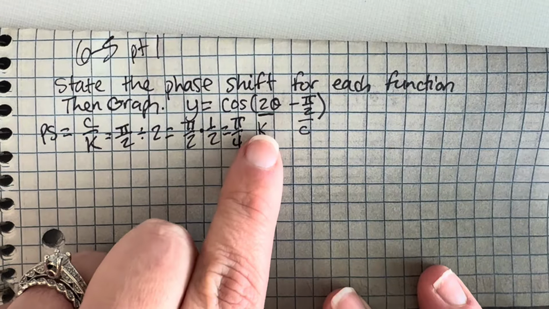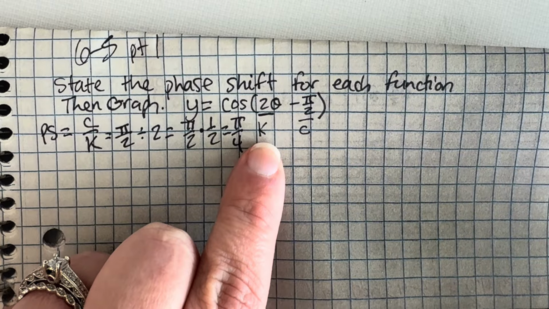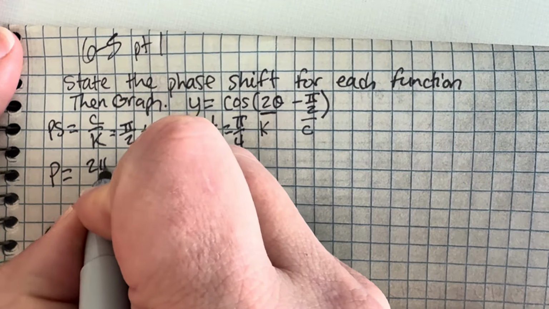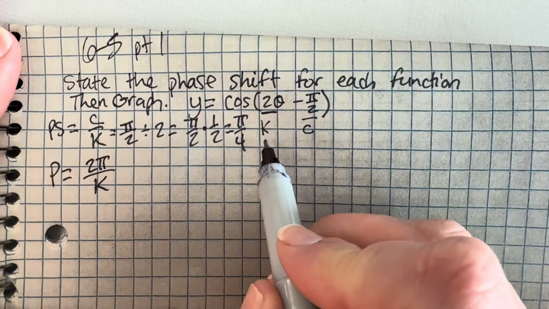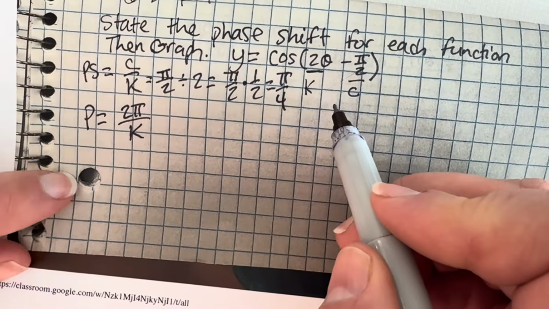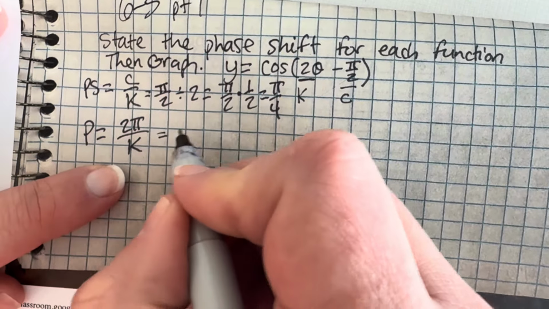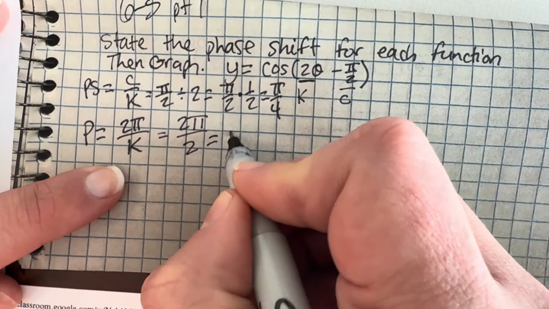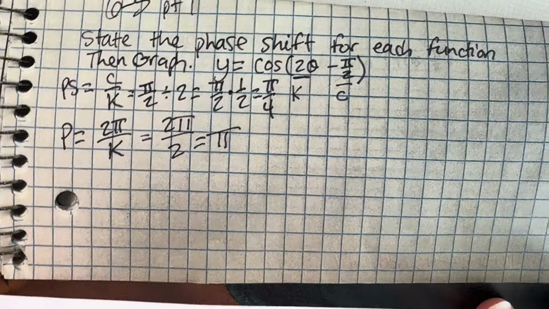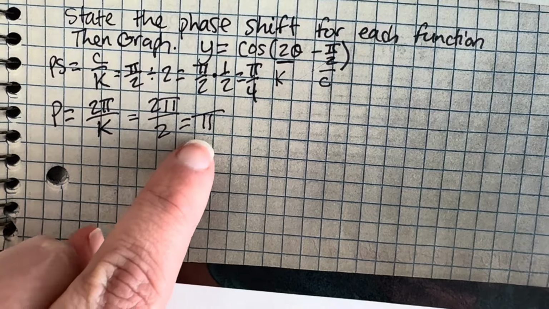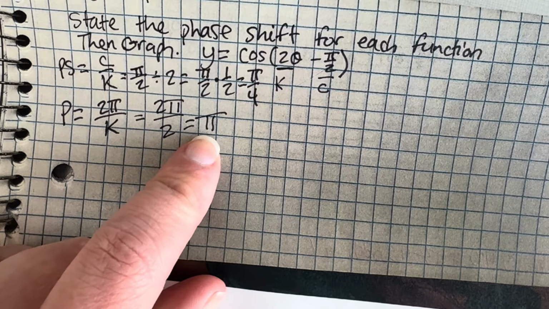But the problem is right here, this k is also involved in our period. So our period equals 2 pi over k. And so that is also a part that we need to adjust. So that's going to go right here. My k is 2, so I'm going to go 2 pi over 2, or I have a period of pi. So this graph needs to shift over pi over 4, but needs to happen in a period of pi.